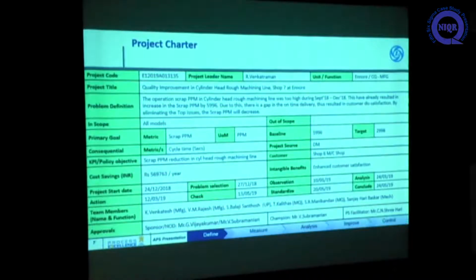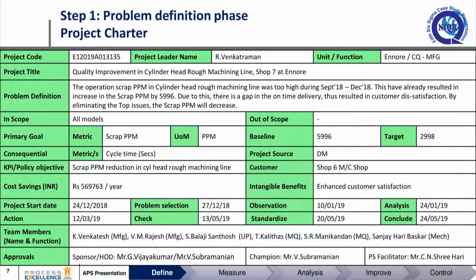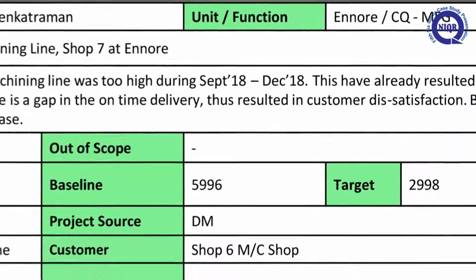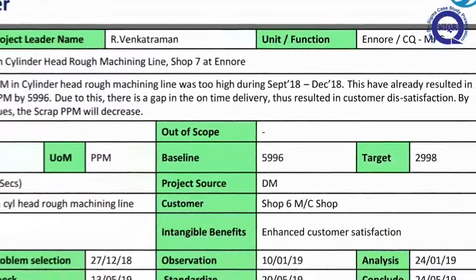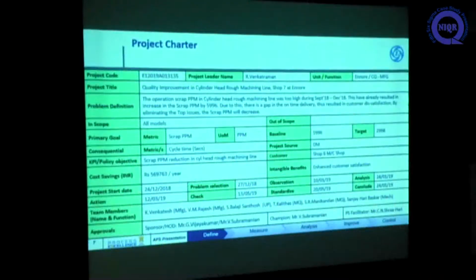Okay, why this project? During the last financial year, we faced a lot of issues with respect to customer complaints and scrap in the cylinder rough machining line. We got a PPM of around 6,000. This affected our company's vision in terms of delivery, so we needed to reduce the PPM by half. So we took this project.